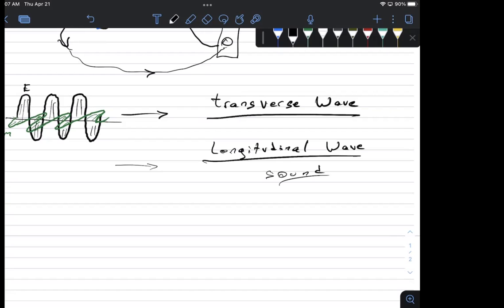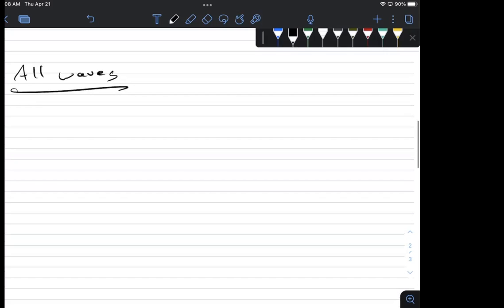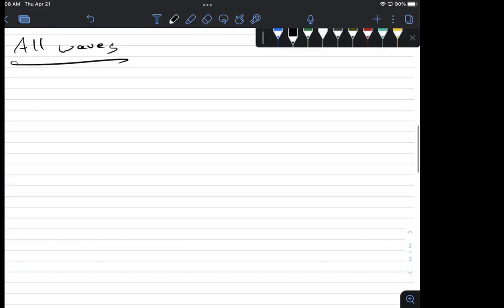And so these characteristics we're going to study. The first thing to know, all waves have these characteristics. All waves. Now, we're, of course, going to be studying light, but as we study light, this is also going to include any kind of wave you can think of.